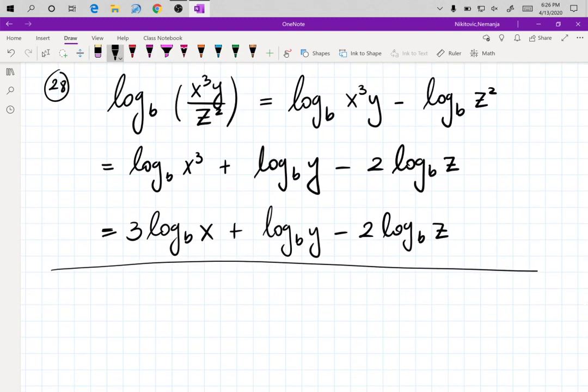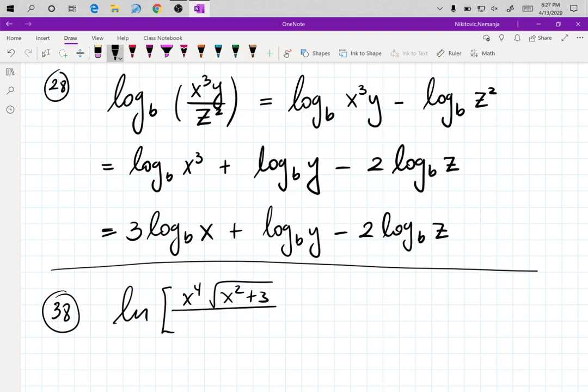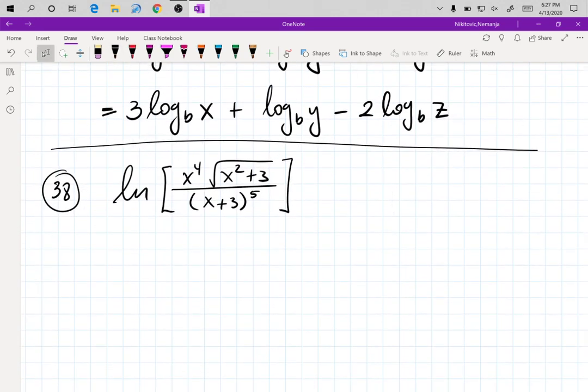One more exercise for expansion, and this time we'll take a look at something a little bit spicier, like 38. And this one has ln in it, which is the same formula. So ln of x to the fourth square root of x squared plus 3 divided by parentheses x plus 3 to the fifth power. You know that my MATLAB is going to toss out stuff like this. They're not going to ask you the previous examples.